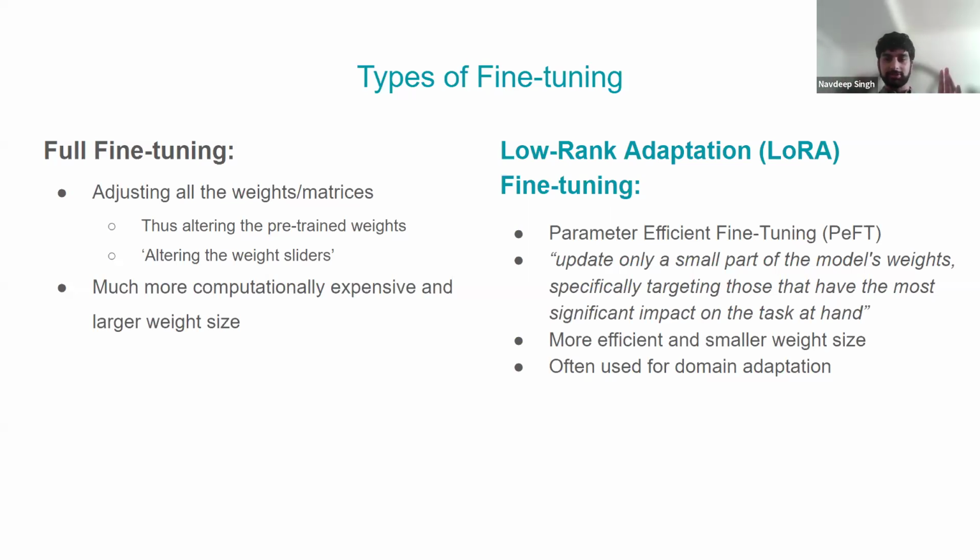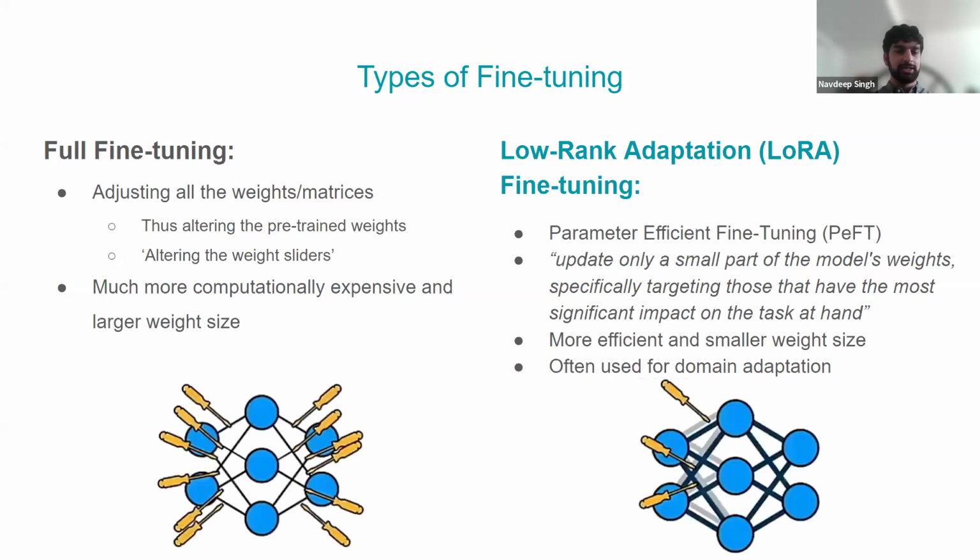This might seem a little fuzzy, so I'll explain it one more time. Imagine the blue nodes here are different layers within the model and all the lines represent the weights. In full fine tuning, you're changing everything, right? You're going to alter the weight sliders for all the weights on the model. While for LoRA fine tuning, you can see that the lines are a little bit thicker here, and that's because they're frozen. We're not changing these weights at all.